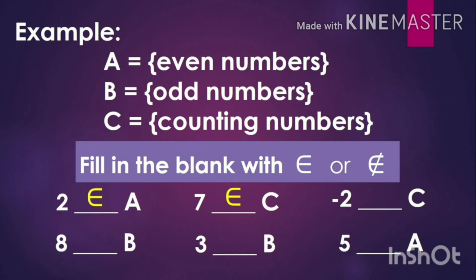Next, negative 2 is blank of set C. Is it an element or not an element? Correct, not an element, because negative 2 is not a counting number.